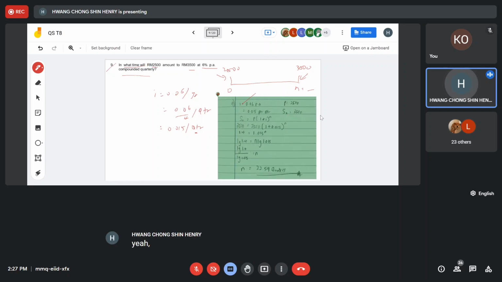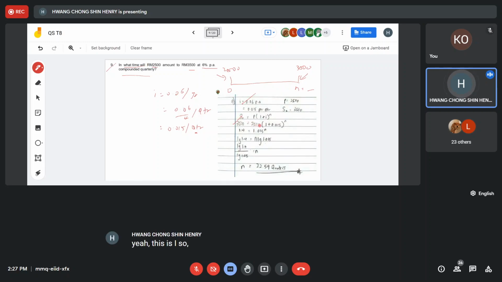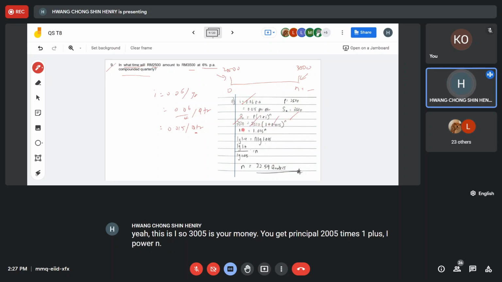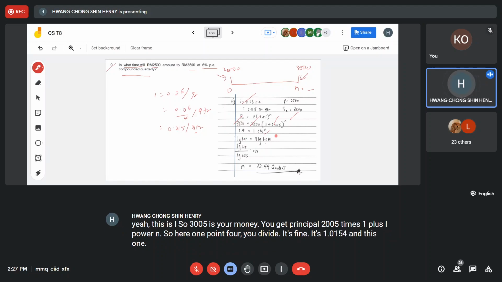Yeah, this is I. So 3005 is your money you get. Principal 2005 times 1 plus I power n. So here 1.4 you divide. This one is 1.015 power n. This one you may need to use log. Use log.